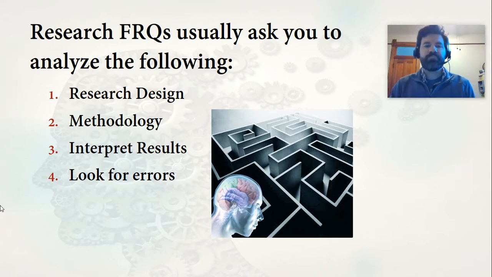So research FRQs usually are going to ask you about the following things. It's going to ask about the research design itself, or what type of research it is. It's going to ask about kind of the details of the methodology. What did the psychologist do? It'll ask you to interpret and sometimes create or graph some results. And then also, it's not uncommon for them to have you look for some mistakes or some errors that take place with the research itself.